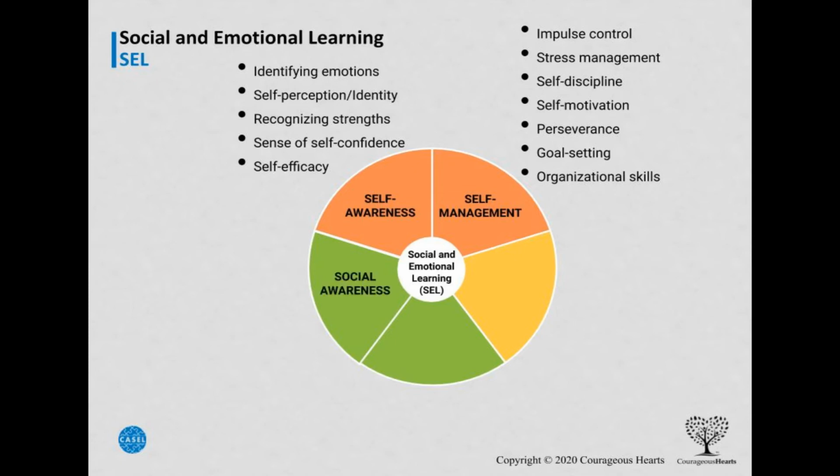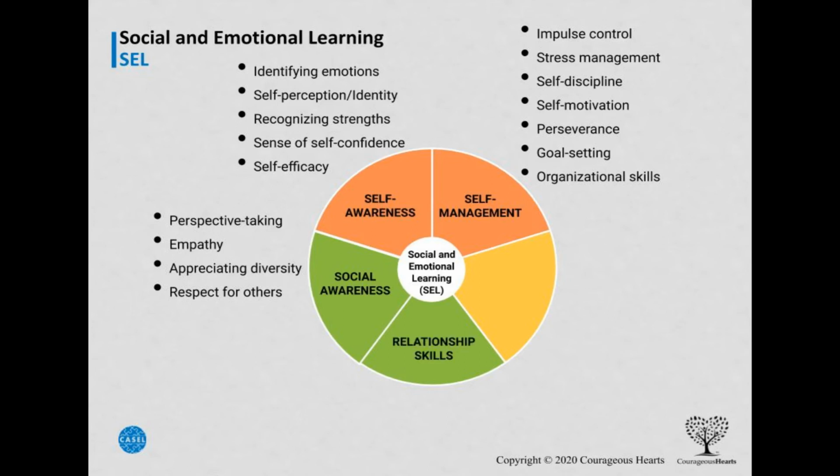So the third competency here is social awareness. And you notice there's four sub-competencies there. We have perception, perspective taking. So that's being able to understand something from another person's perspective. Empathy, appreciating diversity and respect for others.